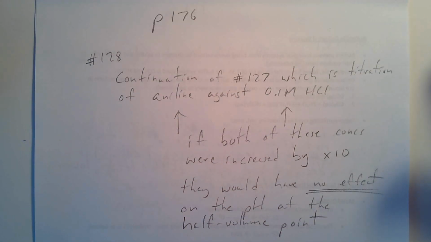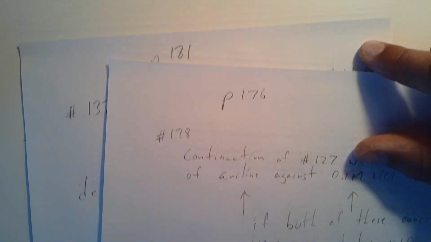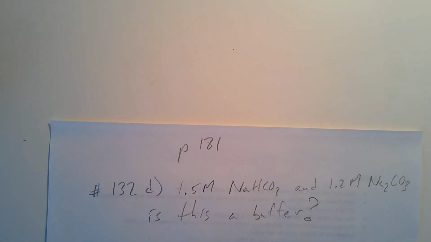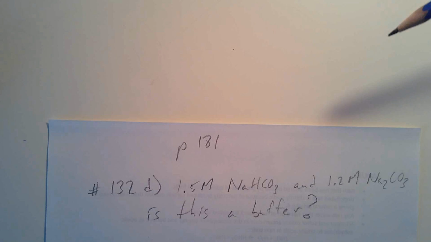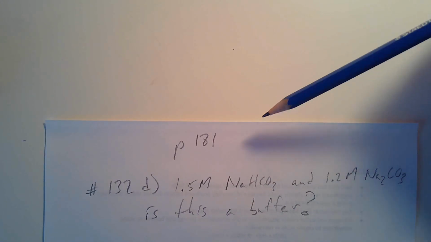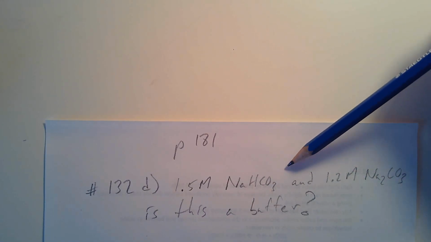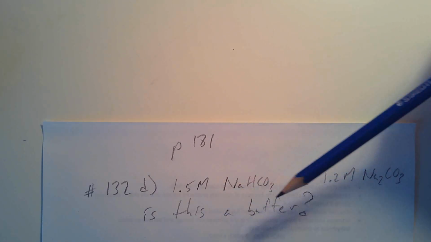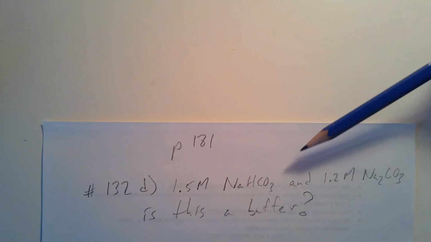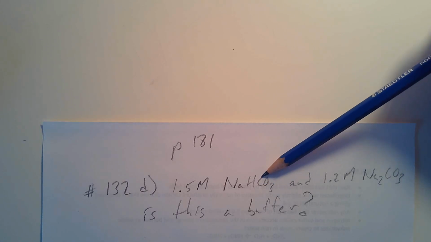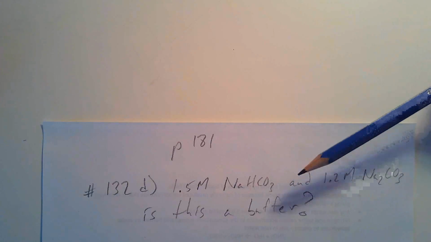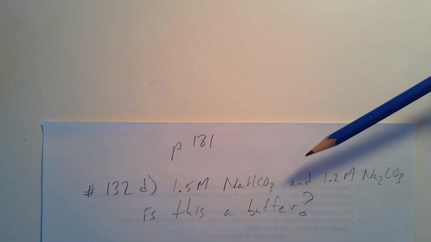All right, let's look at the next question I got, which was question 132D on page 181, and it's basically asking, is this a buffer? You've got 1.5 molar and 1.2 molar. Here's your weak acid, and this is your conjugate weak base. Remember, your buffer system has to be a combination of the two.